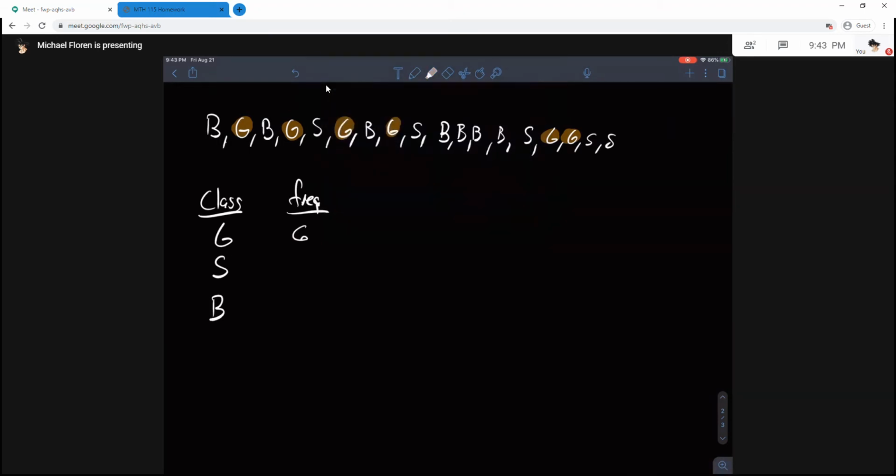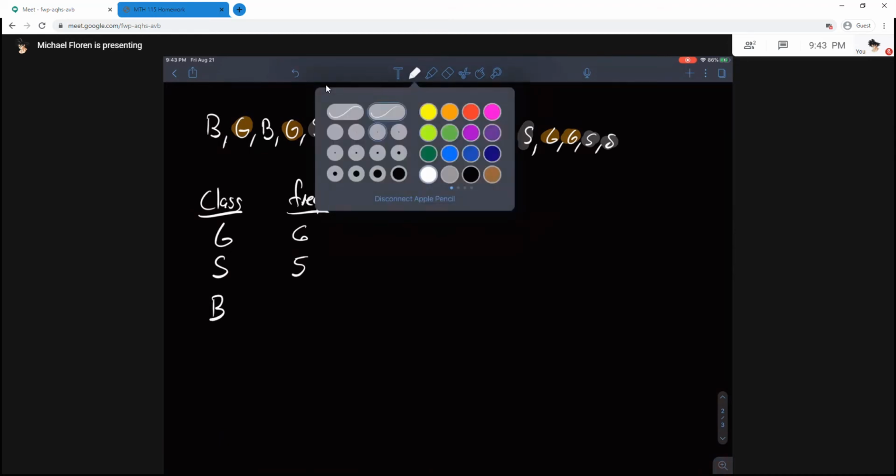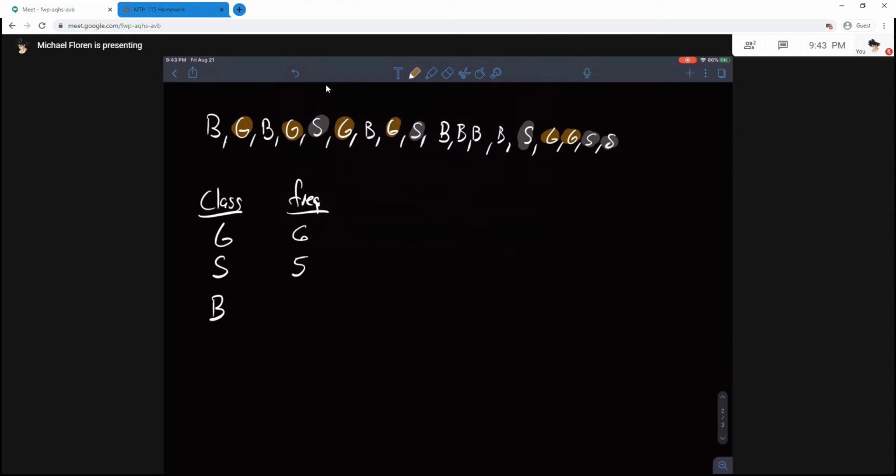And then silver, we'll have 1, 2, 3, 4, 5 silvers. And actually, if we know that there are 18 and we have 6 golds and 5 silvers, then we can calculate that we have 7 bronzes. But we'll just count the bronzes.